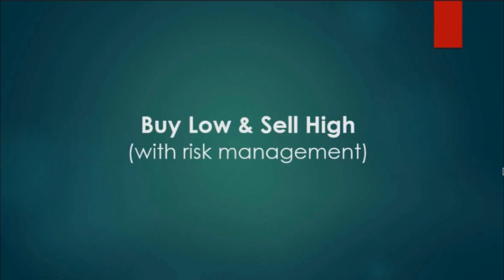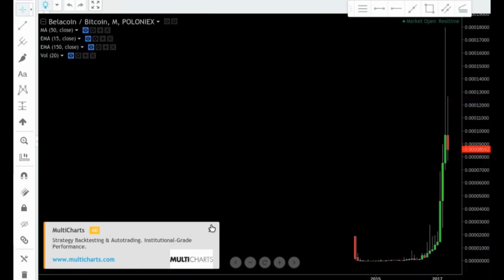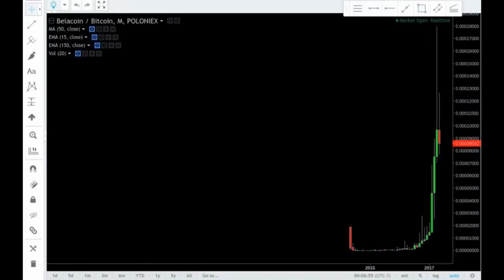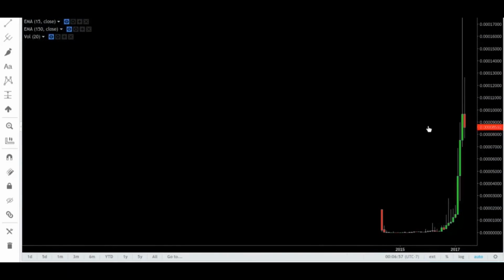Now, in this class, we will be going over how to buy low and sell high with risk management. In order for us to do that, let's go ahead and go to a chart. In this chart, we're going to create support and resistance lines, as well as trend lines, and even have a look at the volume to see where would be good points of entry and good points of exit, as well as go over the risk management and how we can make sure we're not losing more than we want.